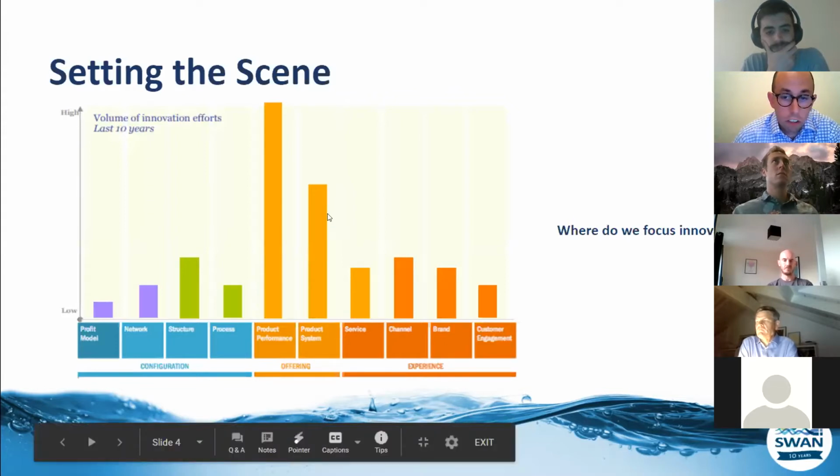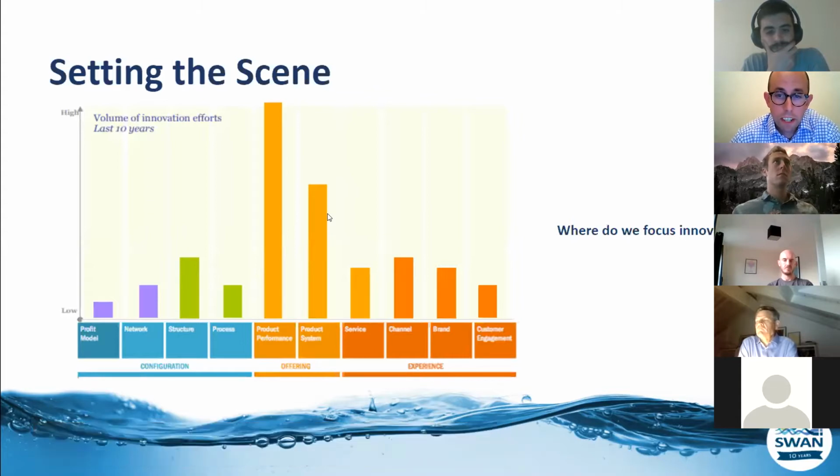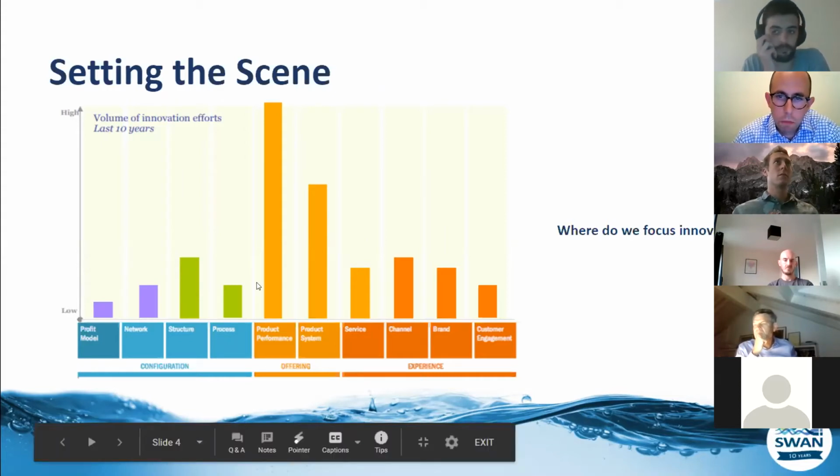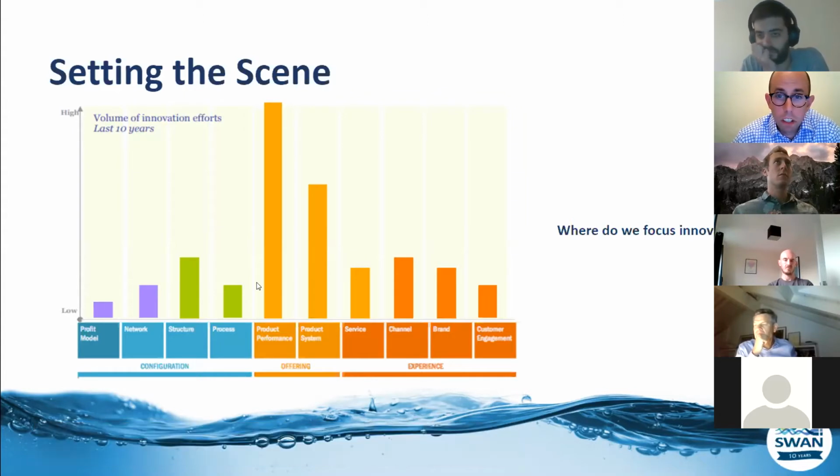So around that traditional innovation piece, around technical innovation, developing a new piece of equipment, a new technology, a new product, there's very little innovation around the configuration stage, so around those business models and around those networks.